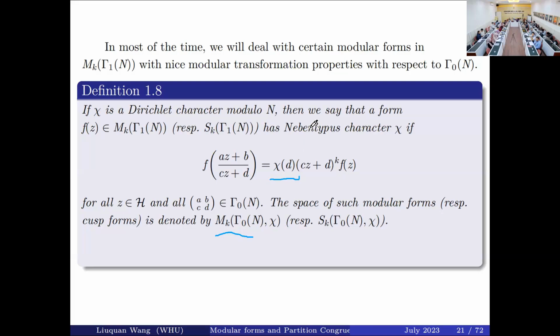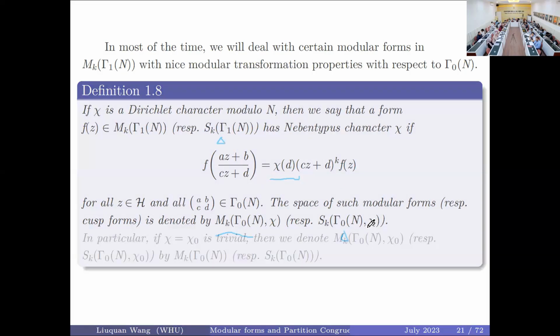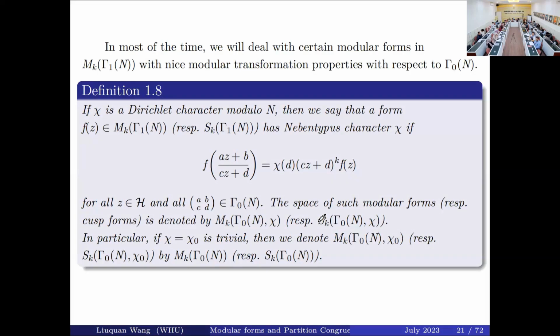And of course, when the form vanishes at all the cusps, then we denote it by S_k(Γ1(N)) or S_k(Γ0(N), χ). In particular, when the character χ is trivial, we will just omit it, delete this, and simply denote it as M_k(Γ0(N)).